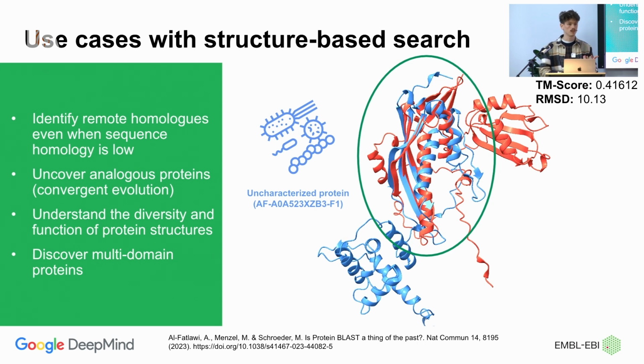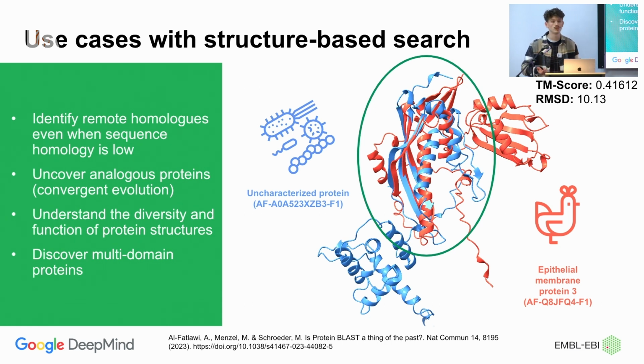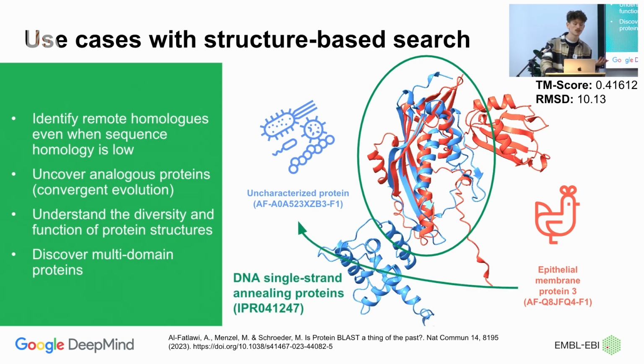a particular domain in my uncharacterized protein against this other protein from chicken. So it's reviewed, and there is actually a functional sequence-based annotation for this particular domain. And I gained this from another resource, InterPro, and it's actually a DNA single-strand annealing protein. So also to emphasize my point, I went to the very bottom of the Foldseek list. So this is the lowest e-value you can get from this search.